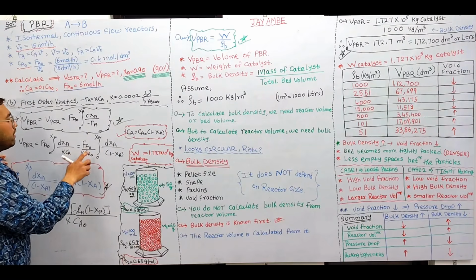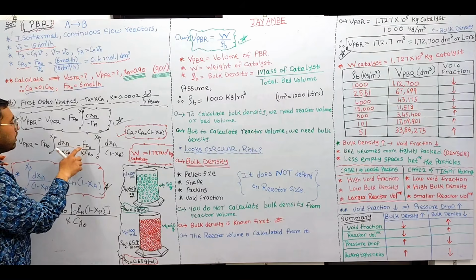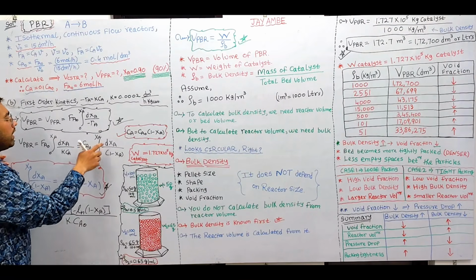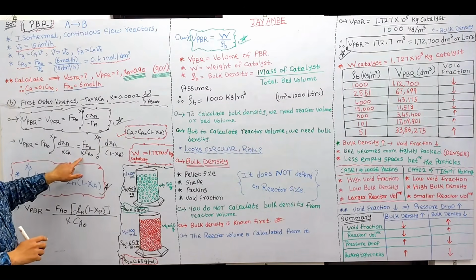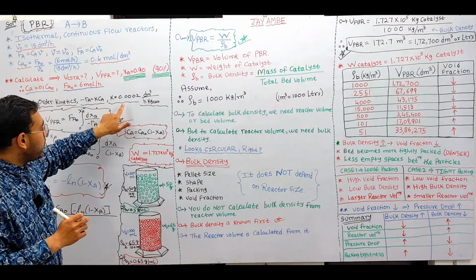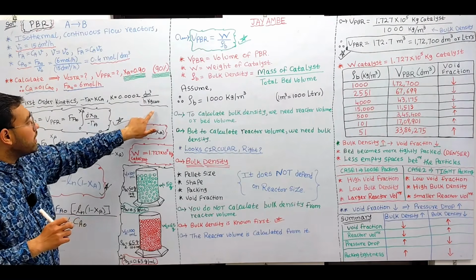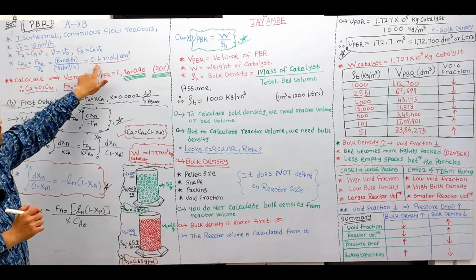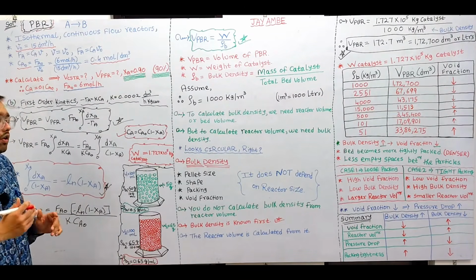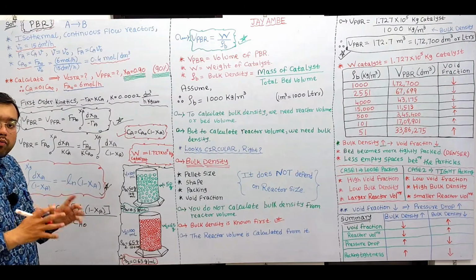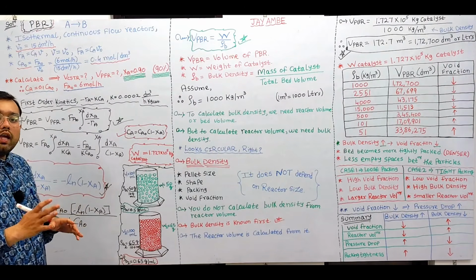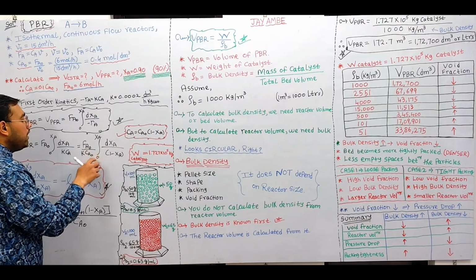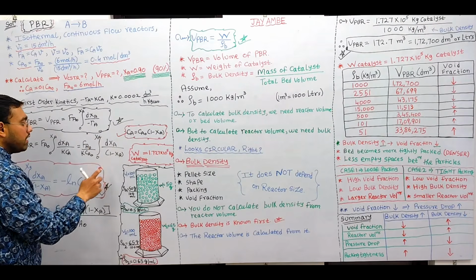So this is equal to Fa naught divided by k Ca naught. Why did k Ca naught come out of the integral? Because the rate constant is constant, 0.3502 cubic decimeter per hour kg catalyst, and Ca naught is also constant, 0.4 moles per cubic decimeter. Due to the constant values, we take k and Ca naught out of the integral. Finally we have the integration of 0 to xa dxa upon 1 minus xa.